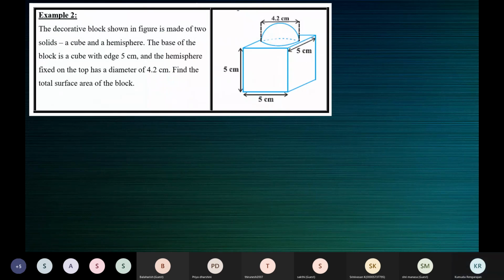Next one. The decorative block shown in the figure is made of two solids, a cube, you can see the cube at the bottom, and a hemisphere on the top. The base of the block is a cube with edge 5 centimeters, and the hemisphere fixed on the top has a diameter of 4.2 meters. Find the total surface area of the block.